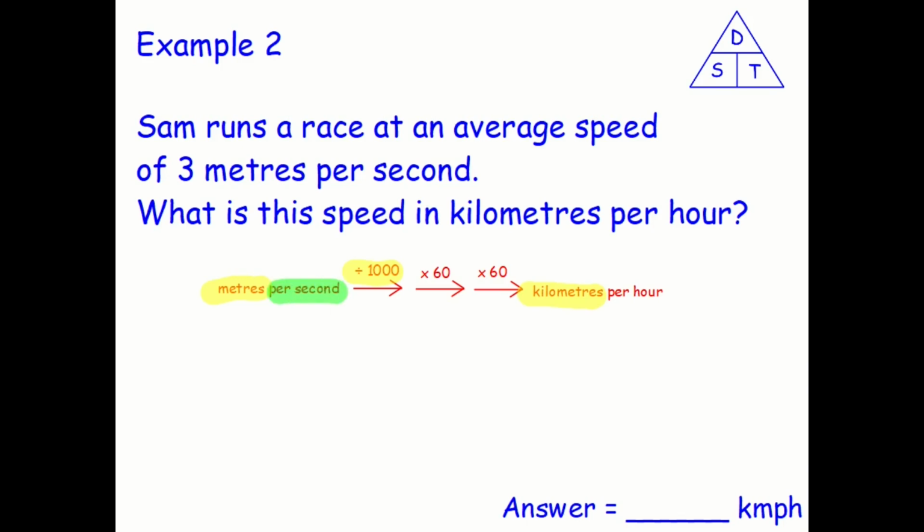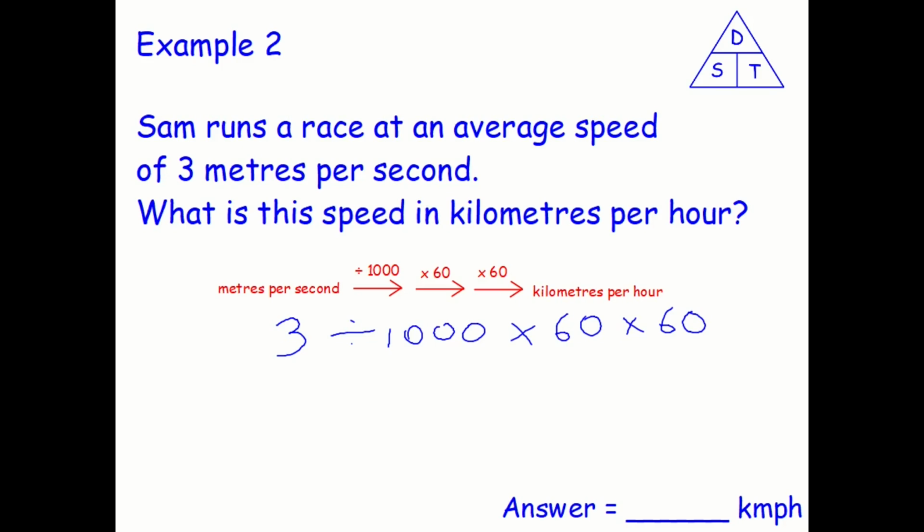And if you're going from per second to per hour, to go from per second into minutes, you're multiplying by 60, and from minutes to hours, you multiply by another 60. So that's why we have to use this flow diagram. Okay, so if I'm going from 3 meters per second, I've got to do 3 divided by 1,000, multiplied by 60, and multiply by 60 again.